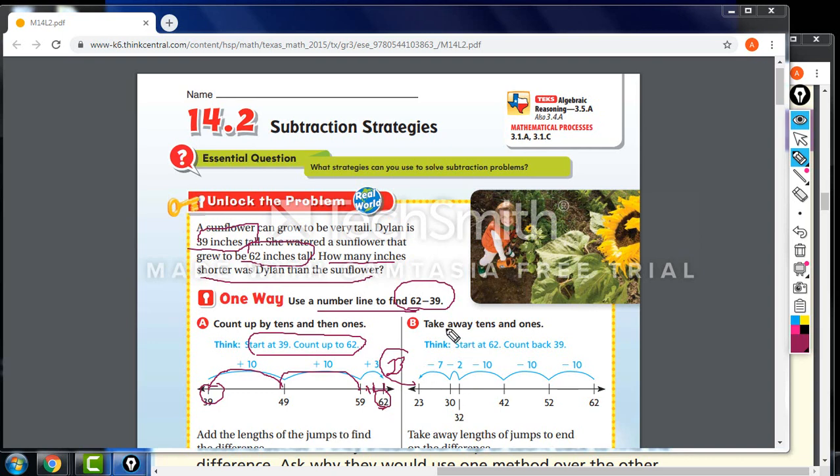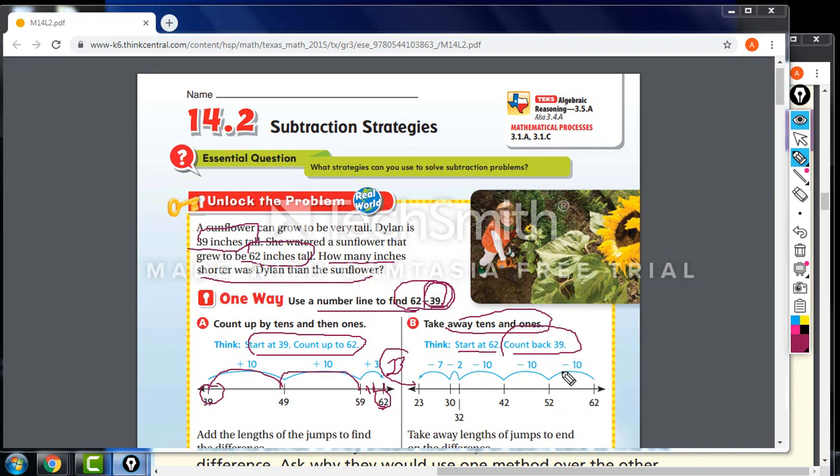Or you can take away tens and ones. So you count back to 39. You start at 62 and you still jump by tens. It's easier to jump by tens, just so you can keep track. We have to stop at 23. So that's what we're trying to do: start at 62 and then count back 39. These jumps have to add up to 39.